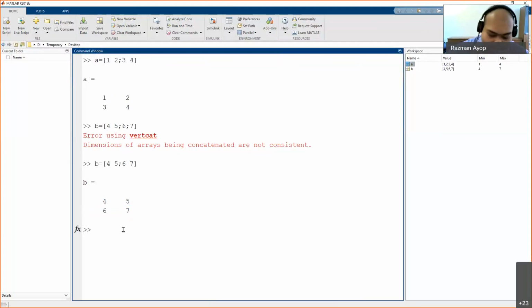for array operation, 1 multiplied by 4, you get 4. 2 multiplied by 5, you get 10. 3 multiplied by 6 is 18, and 4 multiplied by 7, you get 28. So this is the difference. You have to make sure that you know the difference, because it will give a different answer.